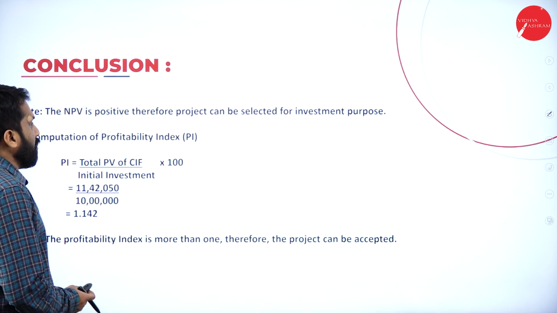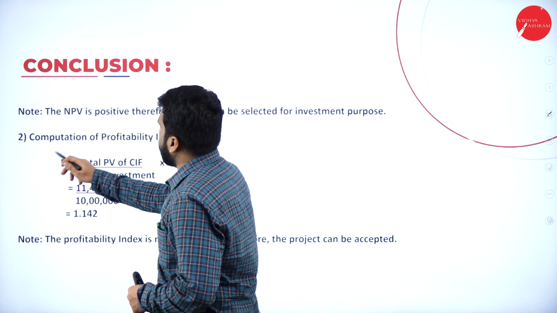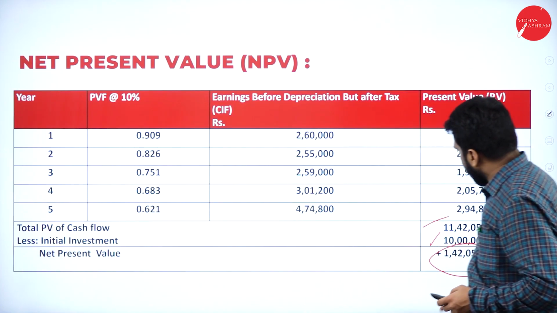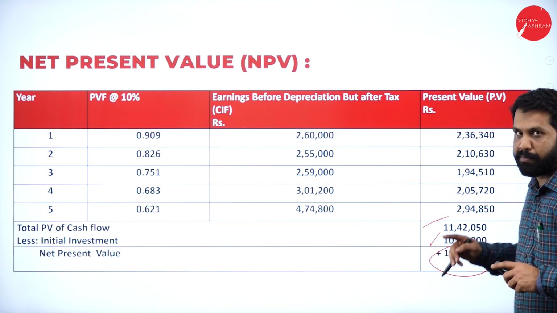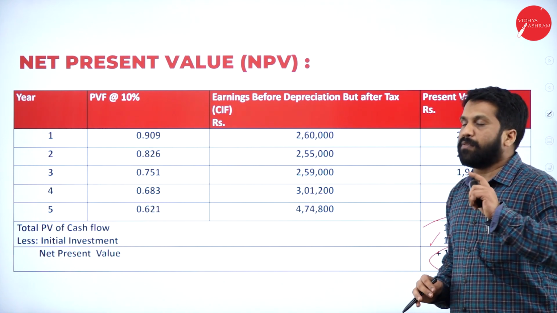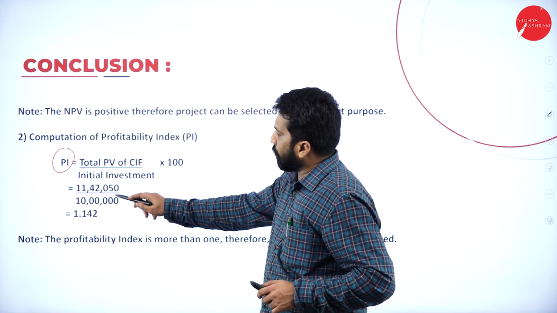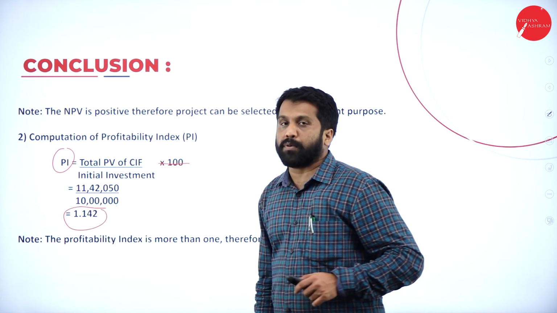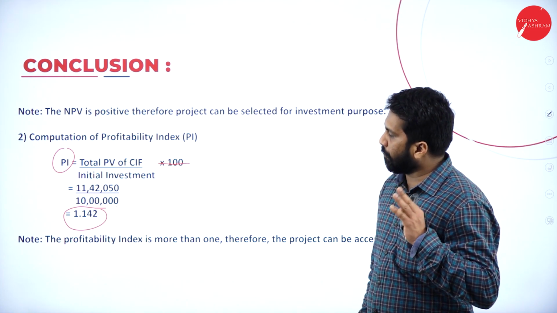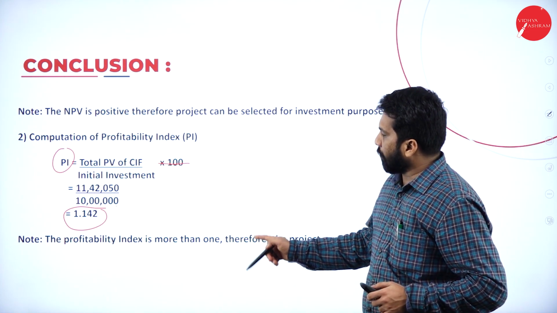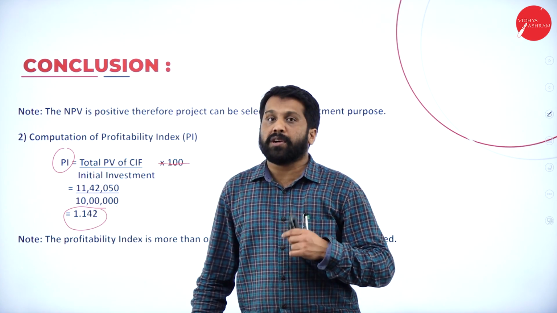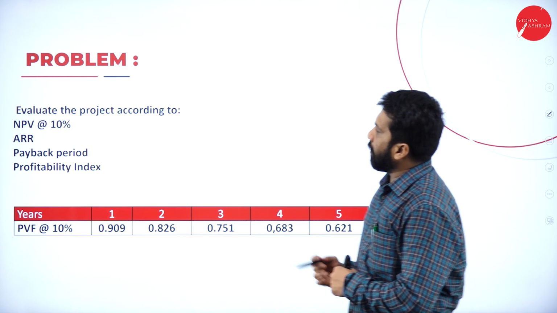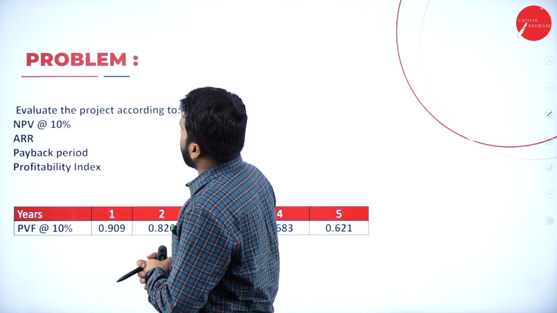Once you got NPV, next one is what? Profitability Index. Second one. Your answer is how much? 11,42,000. You deducted before, but here you will not deduct, you will divide. 11,42,000 divided by 10 lakh, you got 1.42. Into 100 will not come for profitability index. Profitability index is more than 1 because if you spend 1 rupee, your income will be 1 rupee 14 paise.